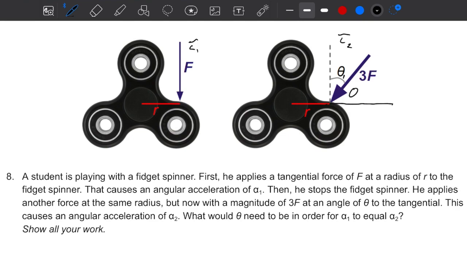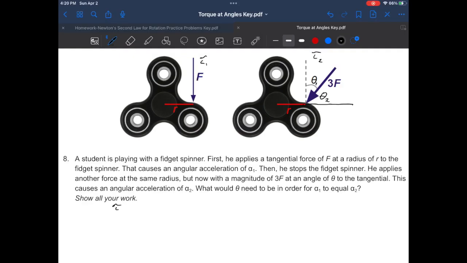So I'm calling the one on the left torque 1, the one on the right torque 2. And then I'm also showing a difference because theta 1, where I've labeled it now theta 1, this is the angle it's asking for. But theta 2 is the one that we use in our calculations because it is between the line of action and the force applied. So on the left side, T1, force times radius times sine of 90, which is 1, is equal to 3 times the force times the radius times the sine of theta, in this case, theta 2.